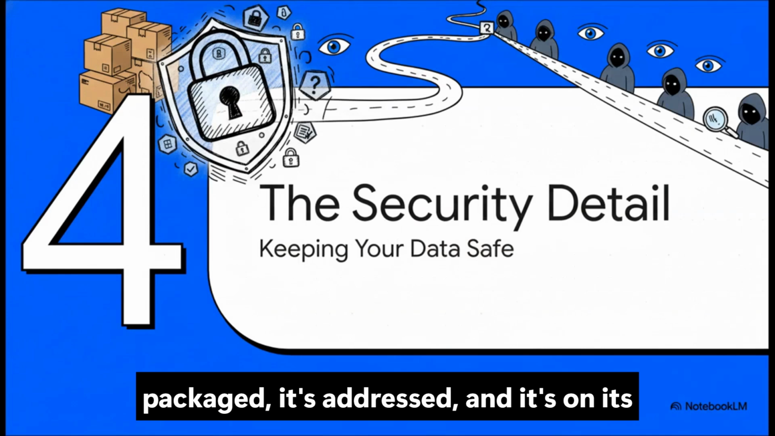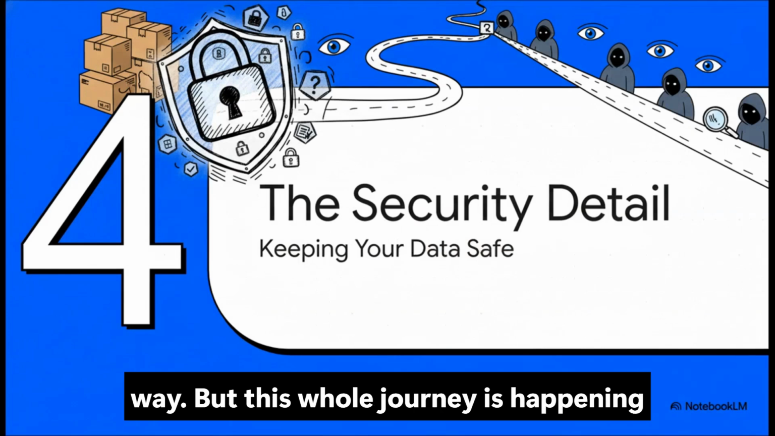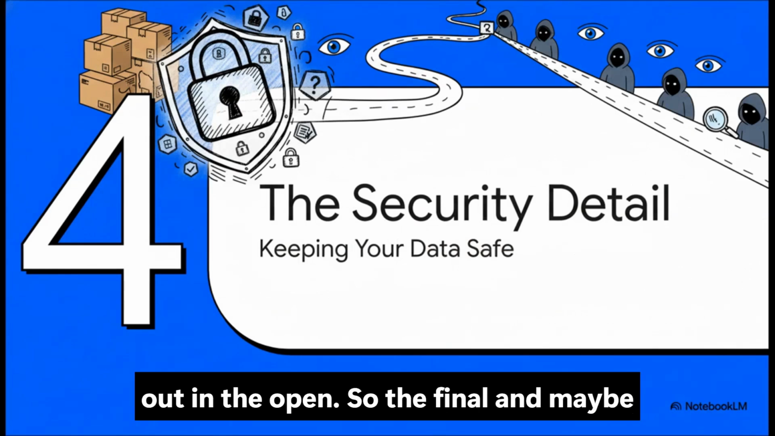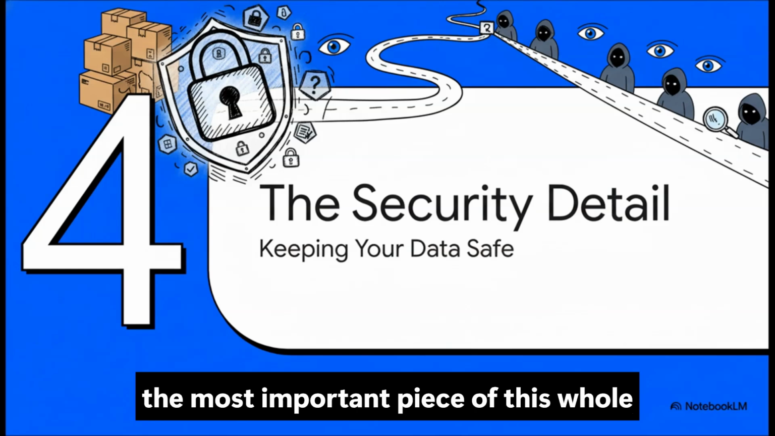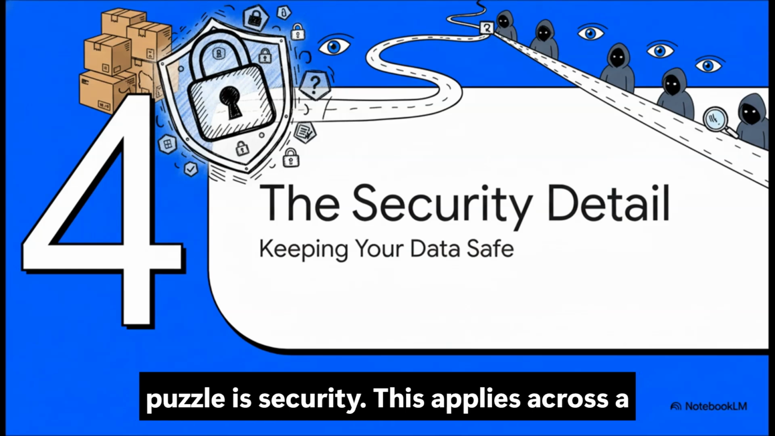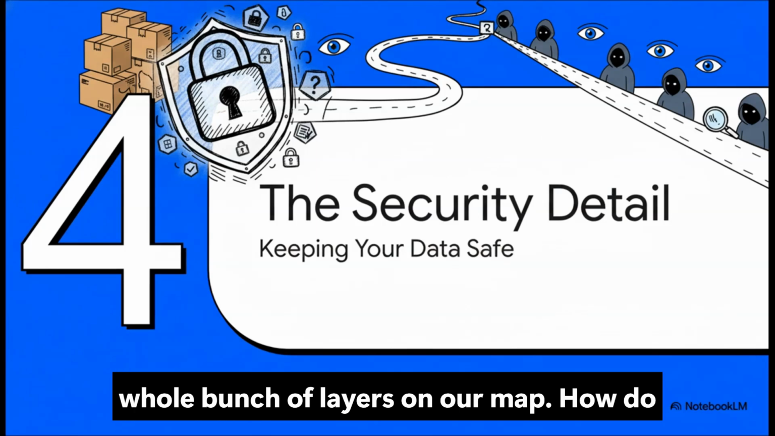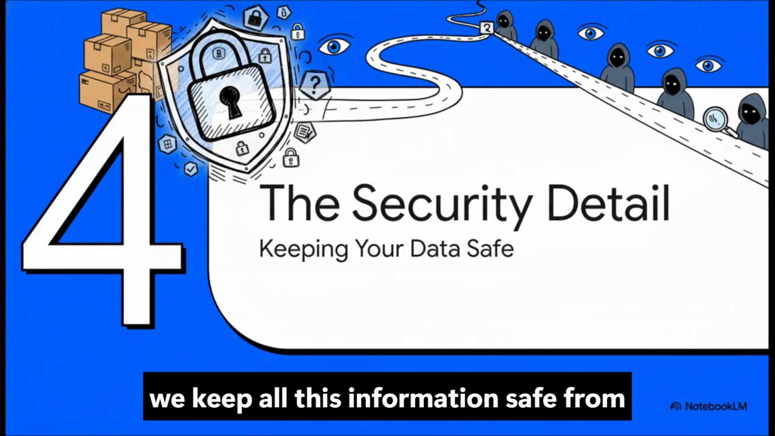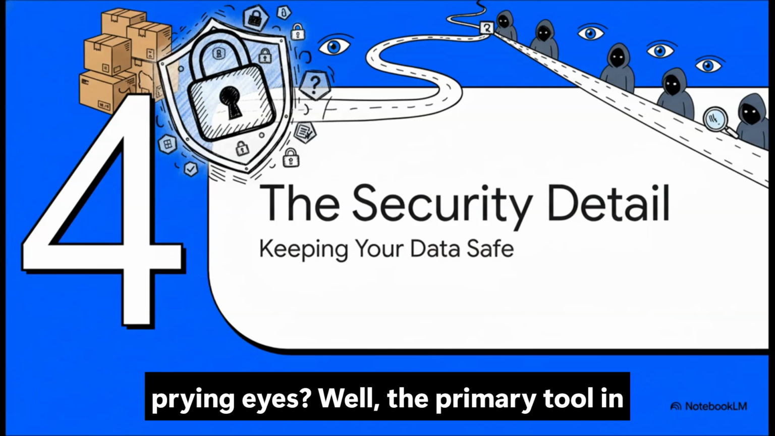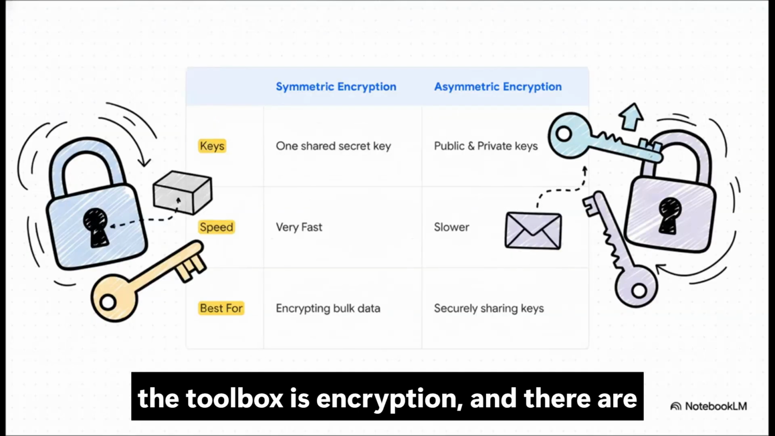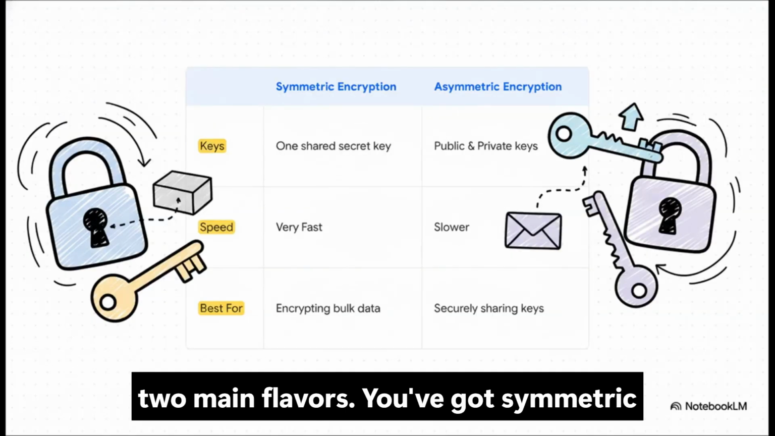All right, our data is packaged, it's addressed, and it's on its way. But this whole journey is happening out in the open. So the final and maybe the most important piece of this whole puzzle is security. This applies across a whole bunch of layers on our map. How do we keep all this information safe from prying eyes? Well, the primary tool in the toolbox is encryption. And there are two main flavors.